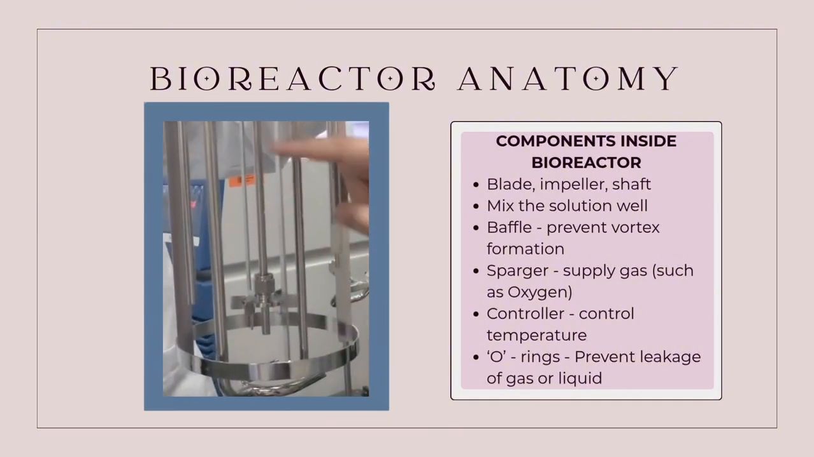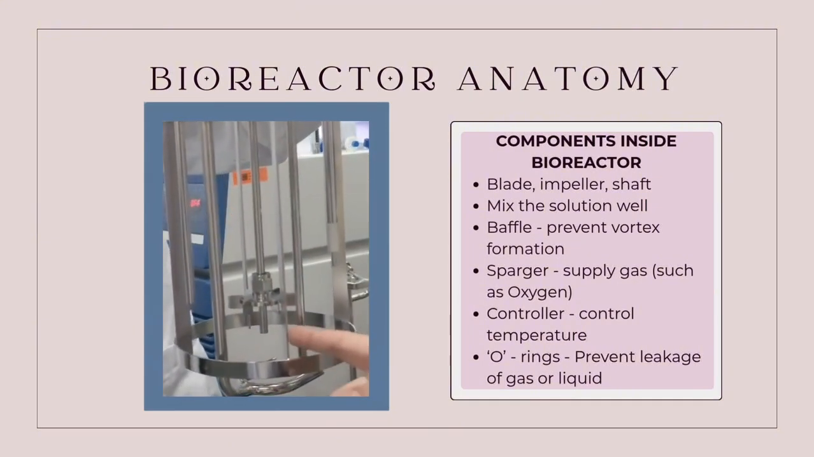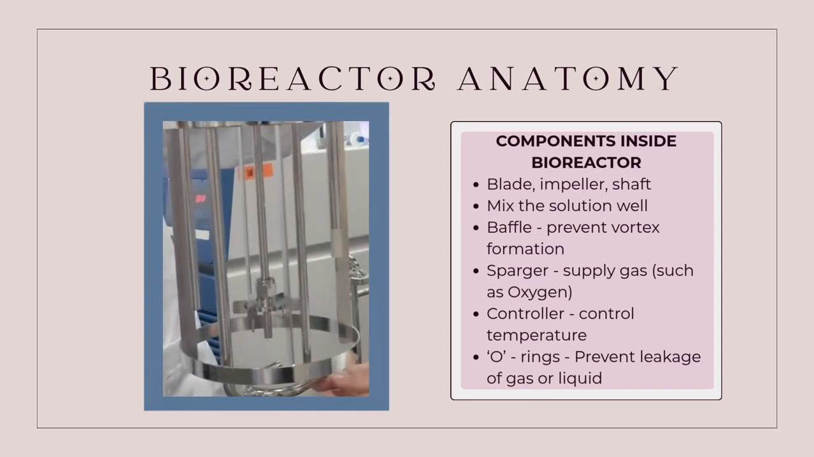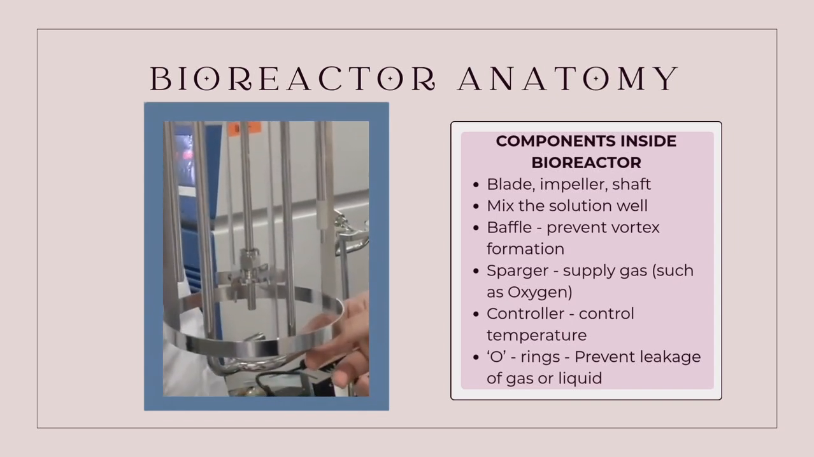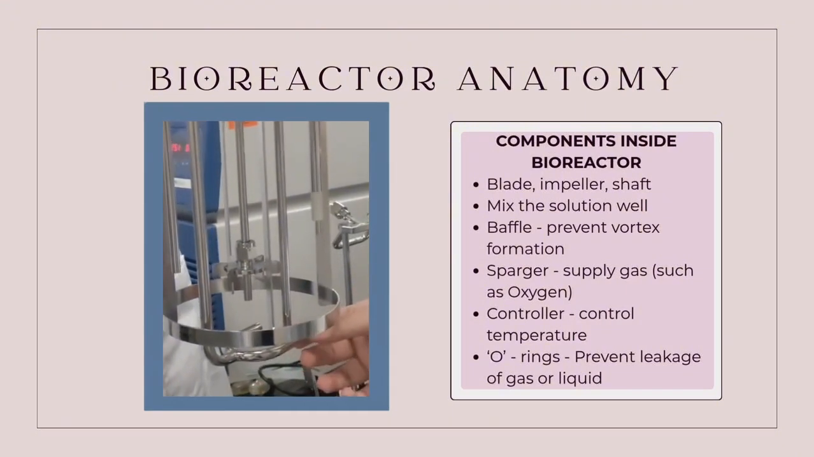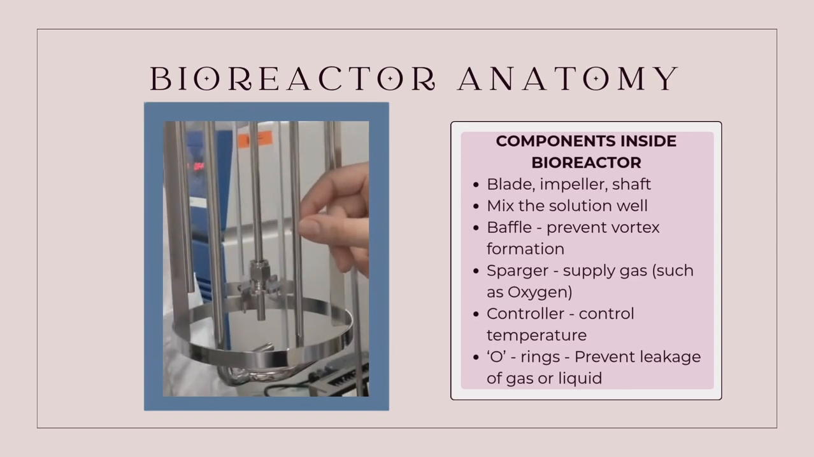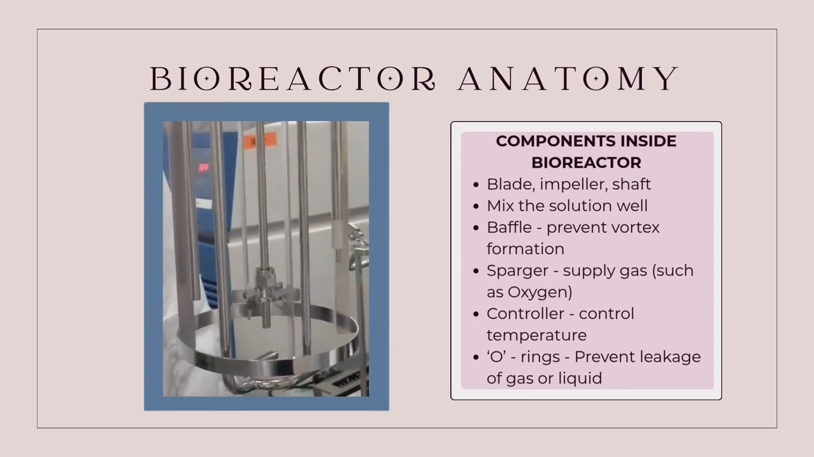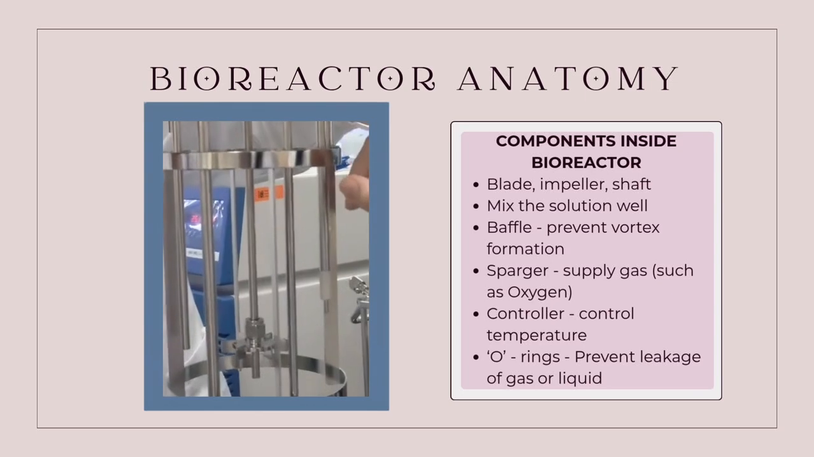It's a very thin layer component, and its function is to prevent vortex formation. This is the sparger. The function of the sparger is to supply air, oxygen or gas during the process. And this is the component to control the temperature during the process. And this is the O-ring of the bioreactor.